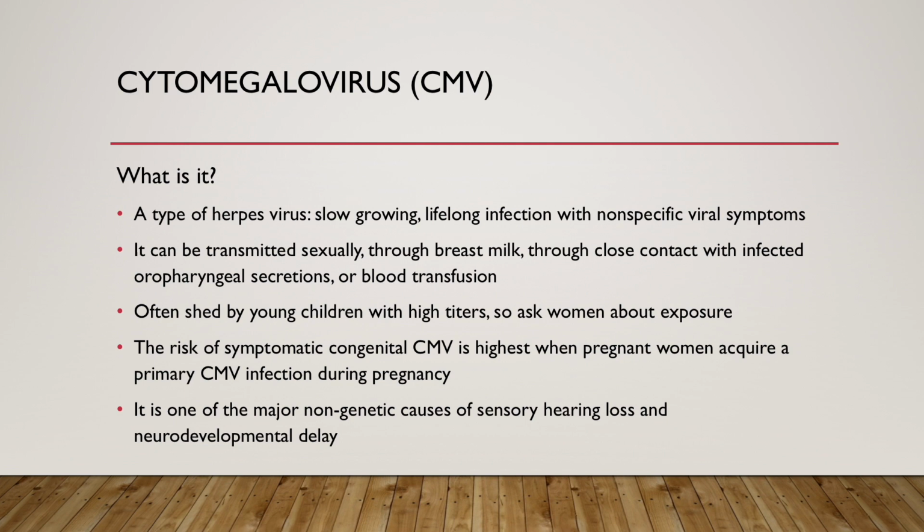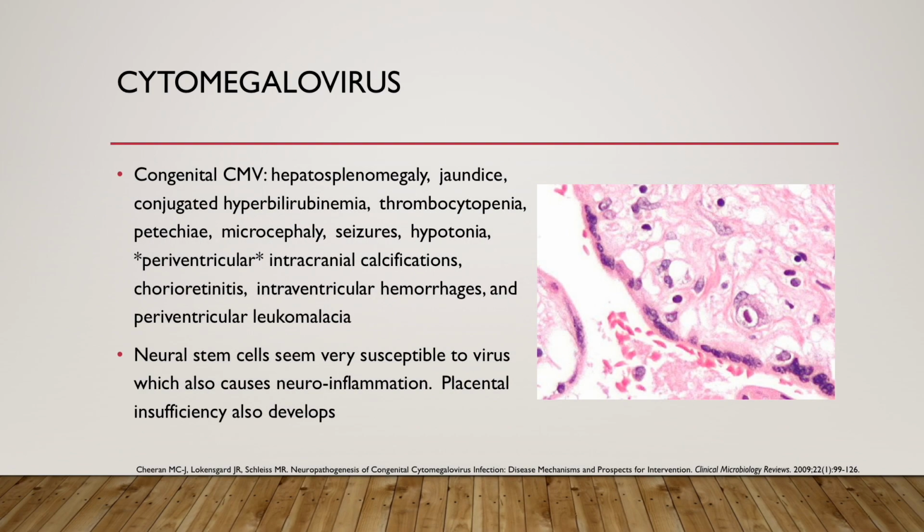The risk of symptomatic congenital CMV is highest when pregnant women acquire a primary infection during pregnancy. CMV is one of the major non-genetic causes of sensory hearing loss and neurodevelopmental delay. CMV, for most people, is a very mild illness. However, in periods of immune suppression or pregnancy, it can have devastating consequences.